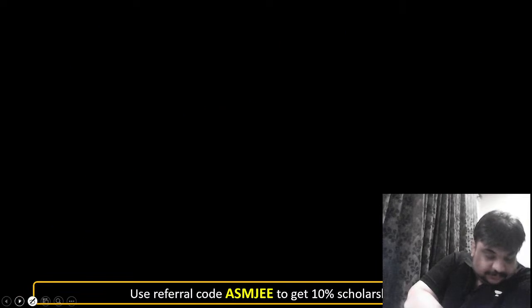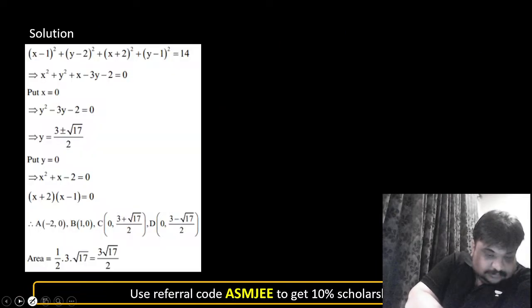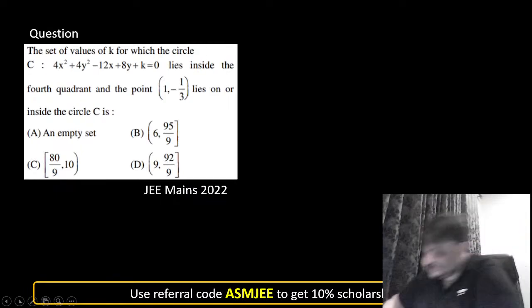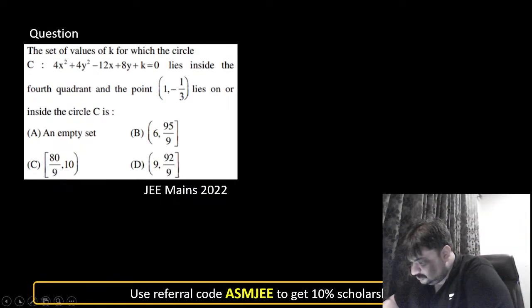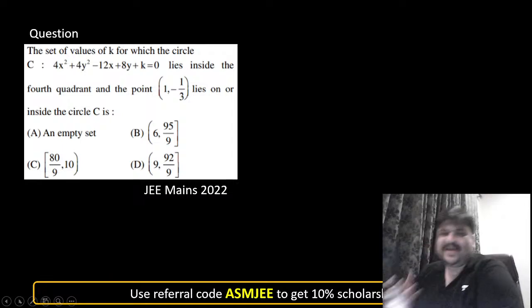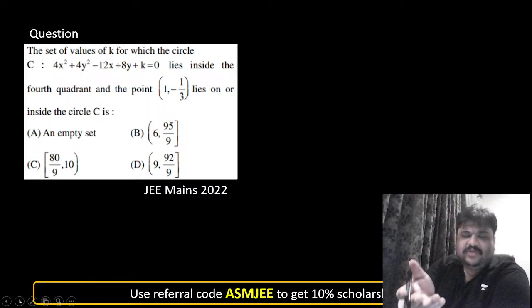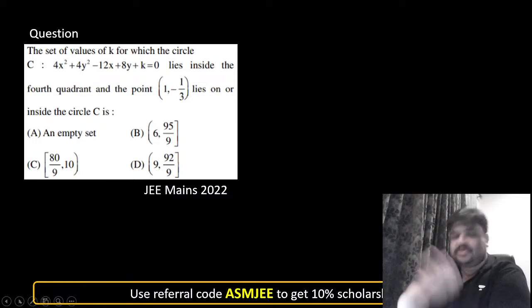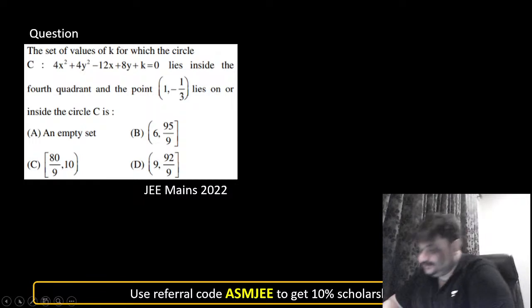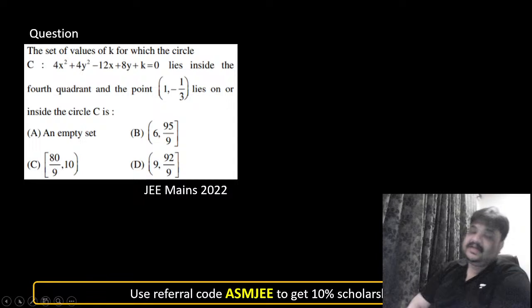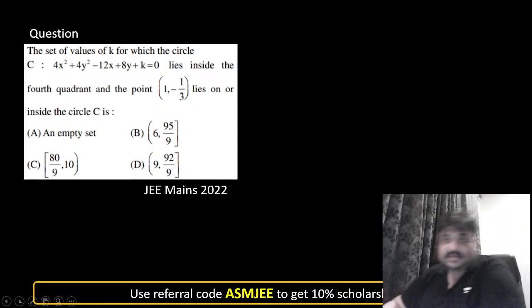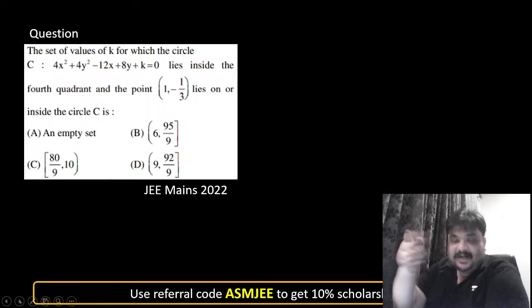Okay. Let's solve this one now. Aditya, just find y2 and y1 and then subtract. Also, the difference of the roots has a direct formula in a quadratic: root D by a. That is the direct formula for the difference of the roots. Alpha minus beta is the root of the discriminant upon a.